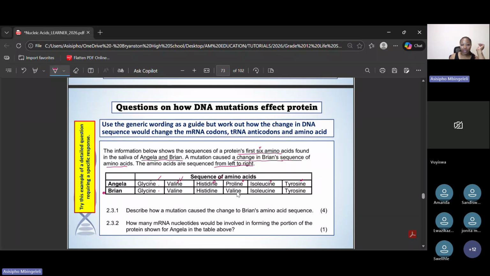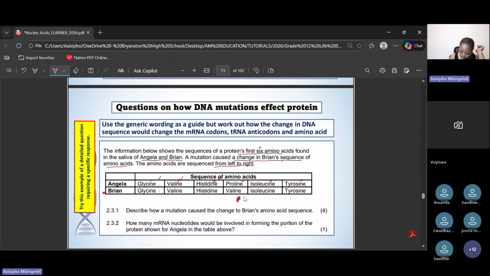Since this is a protein found in the saliva, the amino acid sequence should be the same for both Angela and Brian. But what has happened here? There is an amino acid that is different. And the rest, iso, tyro, tyro, are the same. So that means the mutation occurred here. Let's look at the question.